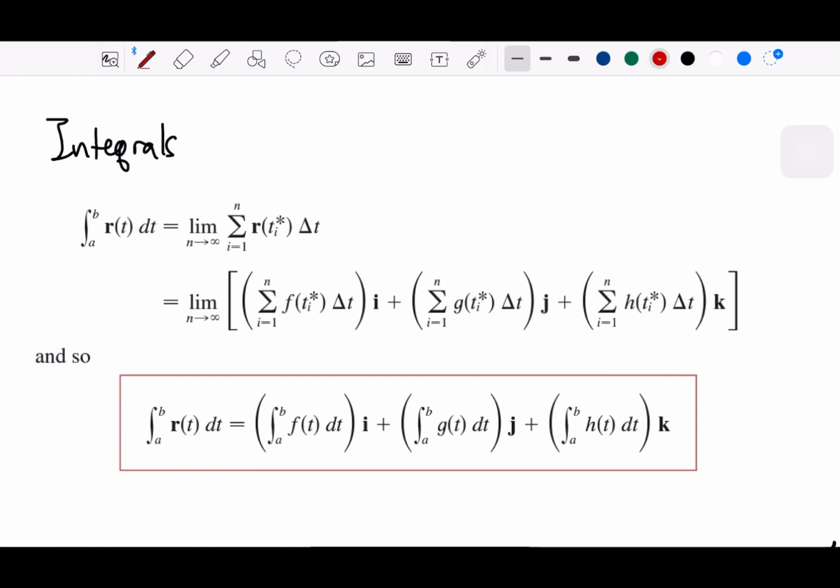And take each component f, g, and h, and we see that they are all the definition of the integral itself. So we can rewrite the integration of vector functions by taking the integration of each component. Okay.